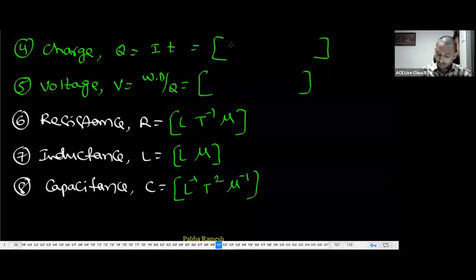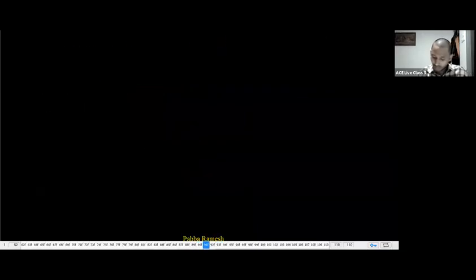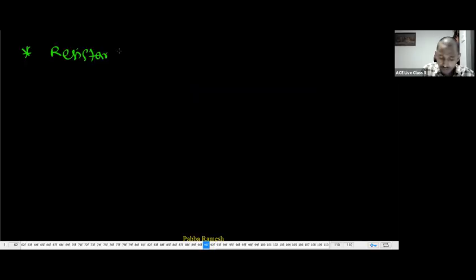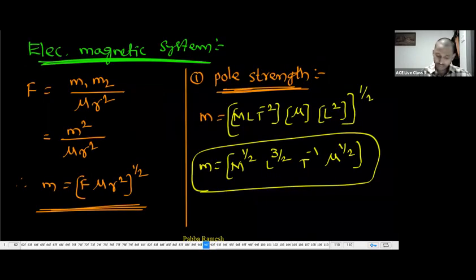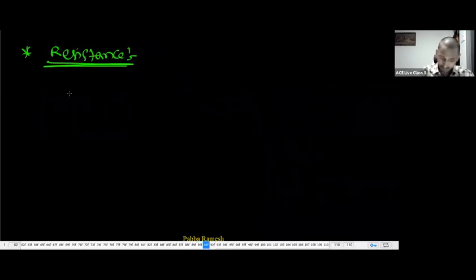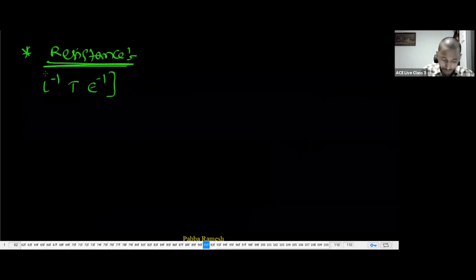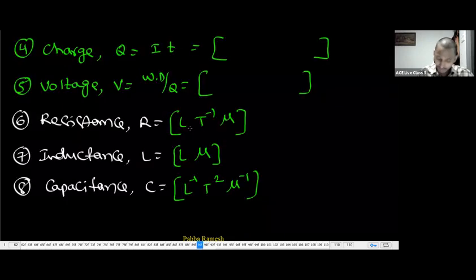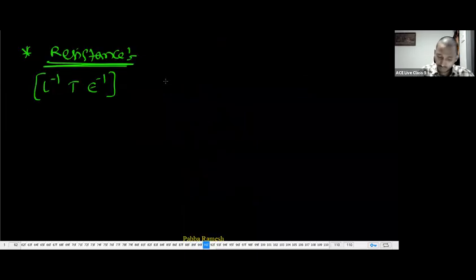Right. This is the total discussion regarding units and dimensions. But last one, I'm making the relation between these two. Taking resistance just for example purposes. Resistance in the electrostatic system: what did you get? L minus 1 T epsilon minus 1. And what is the resistance we have got? L T minus 1 mu.